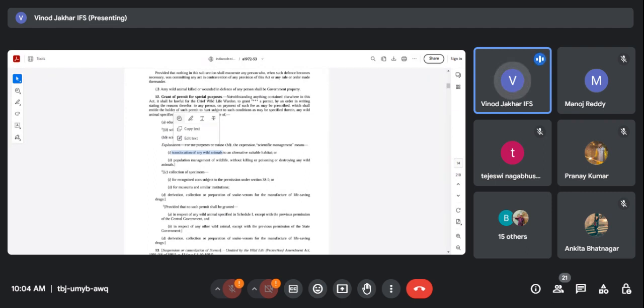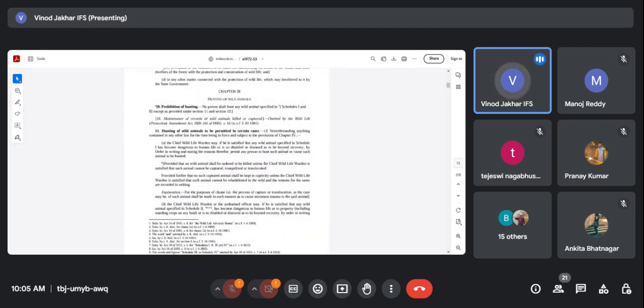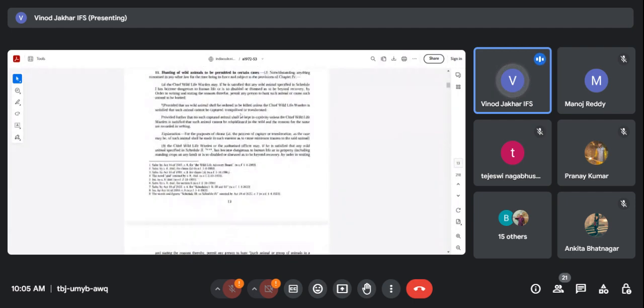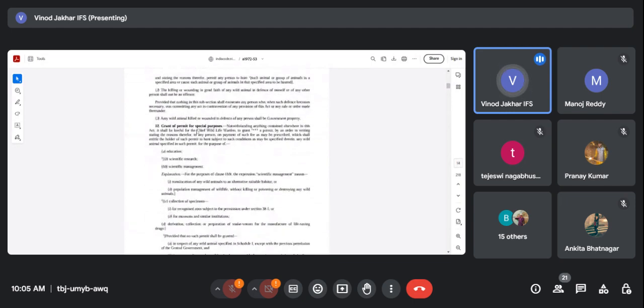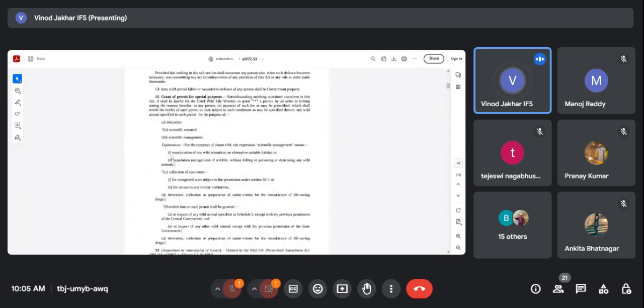But how do you do it? If you capture it, there is no distinction here. It is not that the forest officer can do this or that. No animal shall be hunted, and hunting includes capturing. You saw the prohibition: hunting means capturing, baiting, snaring, anything. So even if a forest officer does this, you are violating this provision. But where have you been given this exception? It is in scientific management. The translocation of any wild animals, population management of wildlife. If you have too many cheetahs, they will eat away the forest.